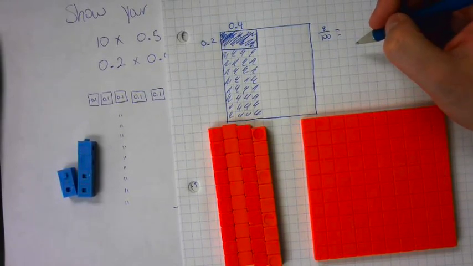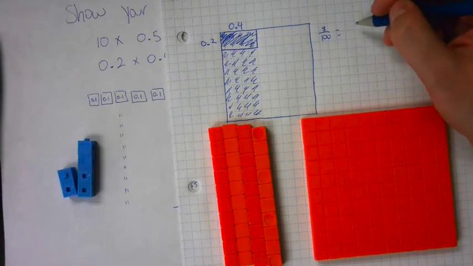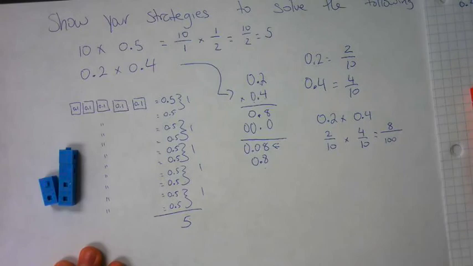And in decimal form, 8/100 looks like 0.08. And that's why this answer right here is the correct one.